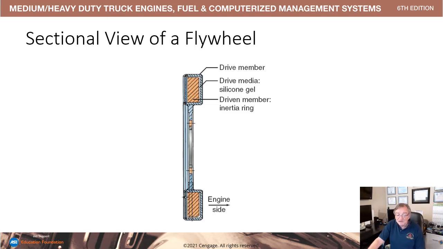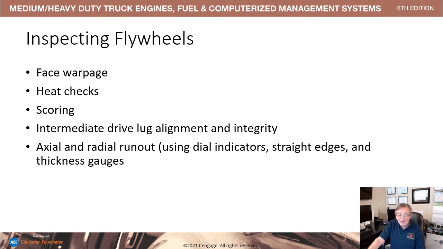Okay, this is a sectional view. This one has media gel in it, and it has an inertia ring. Showing engine side is usually marked. Okay, you have warpage. You look for heat. Heat effect will usually discolor metal. It starts off as blue and it'll go from brown to black in severe cases.